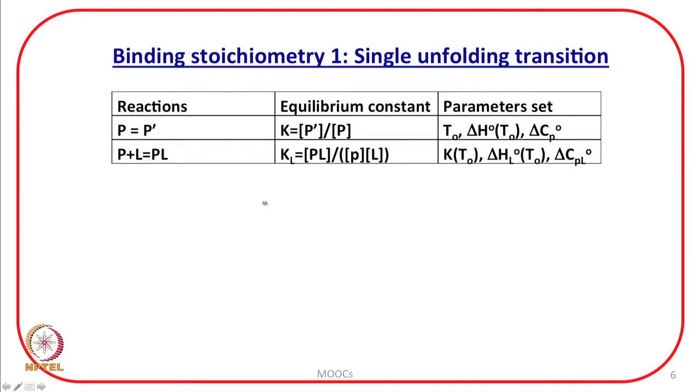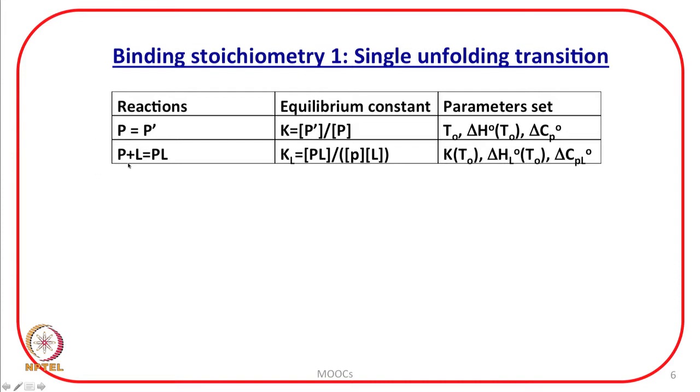Let us take a look at this table. We are talking about protein unfolding to P prime. Prime, as I said, we will use prime for the unfolded state. So, when P goes to P prime, the associated equilibrium constant obviously is concentration of P prime divided by the concentration of P. And the parameter set associated with the thermal unfolding are T0, delta H at T0 and delta Cp. T0, as we initially discussed, corresponds to the transition temperature.